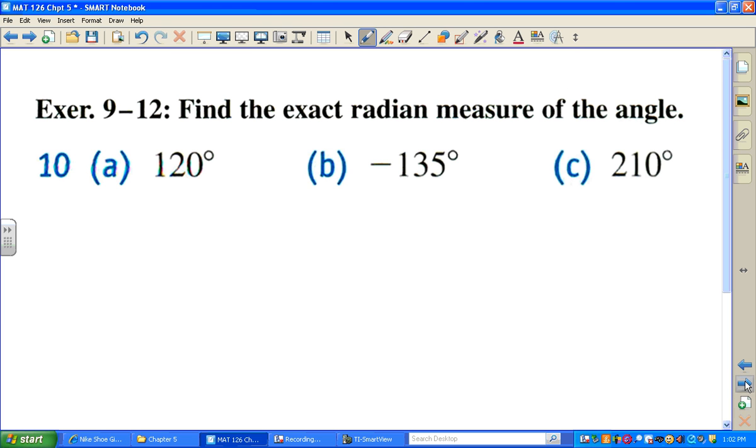Find the exact, all right, what is 120? 2 pi over 3, very good. Negative 135. Who's up next?